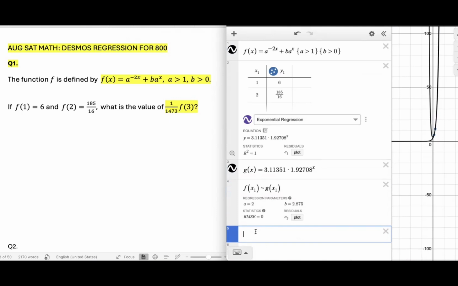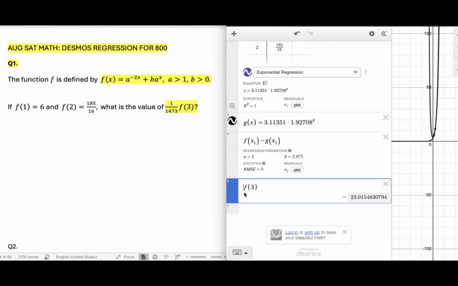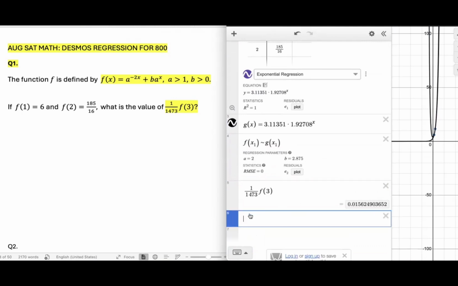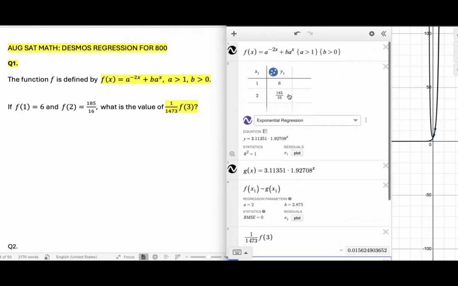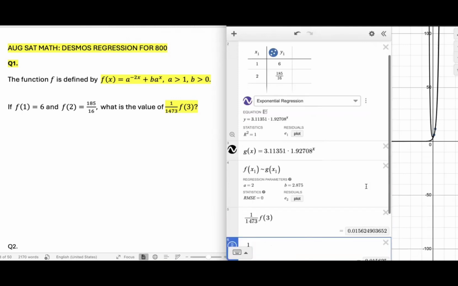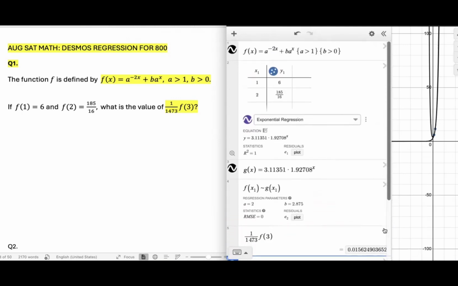What is that? Now they want us to find f of 3. That's that value. But the actual one they want to calculate is 1 over 1473 times f of 3. And this is that value. If you convert this into a fraction, it is 1 over 64. And this is how you can approach it. The other way you can do it, instead of the graph, is to basically regress the function right away. And I'm going to show you that one.